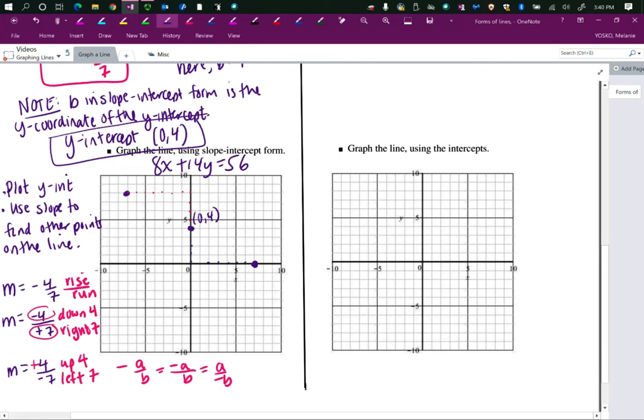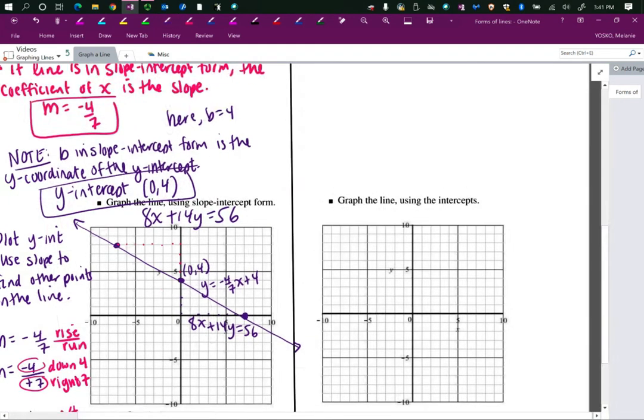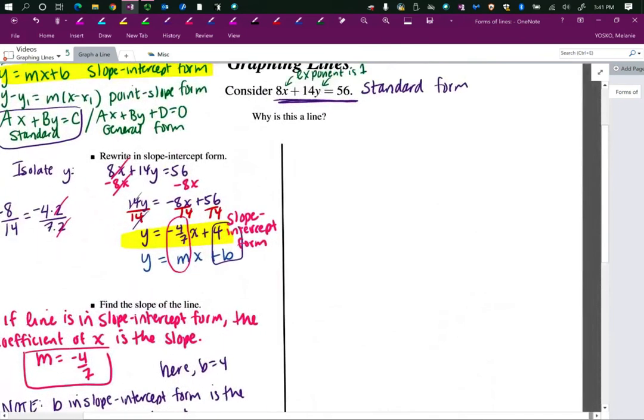So let me connect these in a beautiful straight line using my straight edge. Okay, pretty good. So I can label this as y equals negative 4 over 7 times x plus 4, or 8x plus 14y equals 56. But I actually graphed it by starting with the y-intercept and using the slope to find other points. Let's consider the same line, but let's do it a little bit differently to find the graph. Okay, so we had 8x plus 14y equals 56.